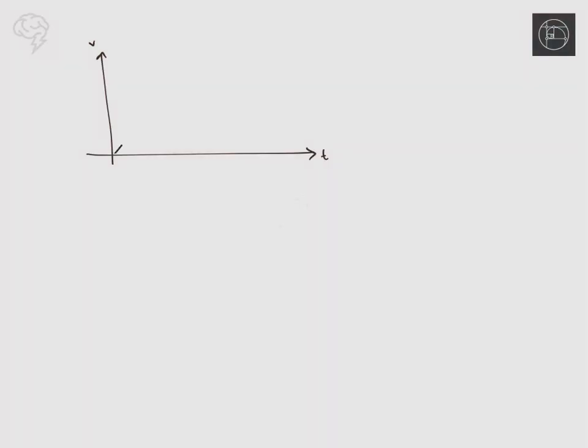A car accelerates from rest with a constant acceleration until it reaches 30 meters per second. It then travels with constant velocity from that point on. Let's say it takes 5 seconds to get to 30 meters per second.